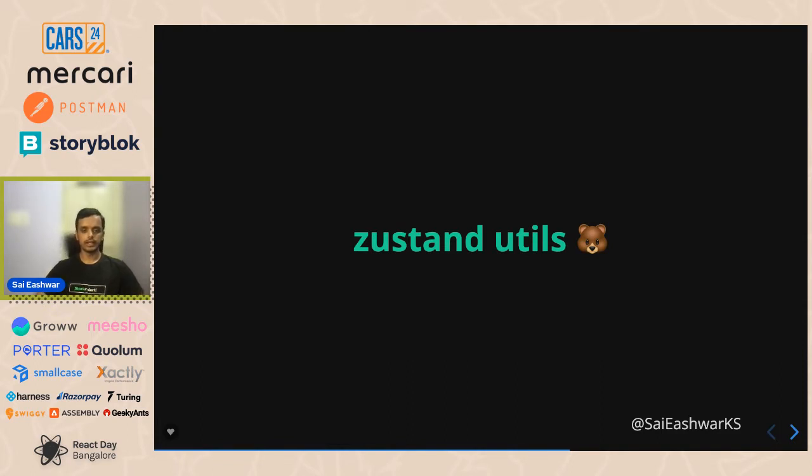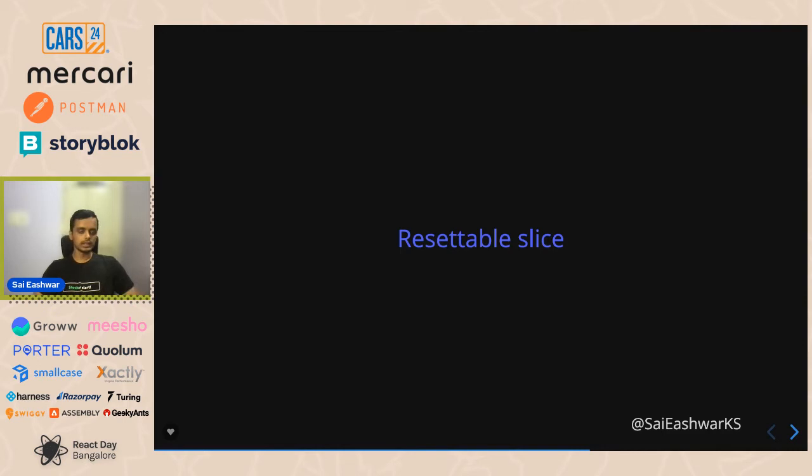So those were the advantages. And after looking at the advantages, we thought we should continue using Zustand, and we created certain utilities which will help other developers use Zustand in our code base. The first one is resettable slice. Many a times we would want to reset a slice back to its initial state, but currently Zustand doesn't provide any method out of the library. There are a couple of ways to solve this.